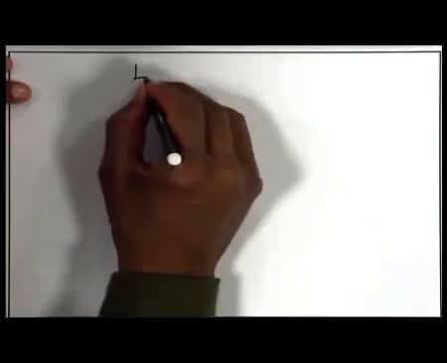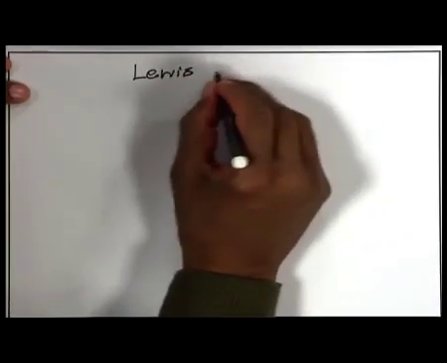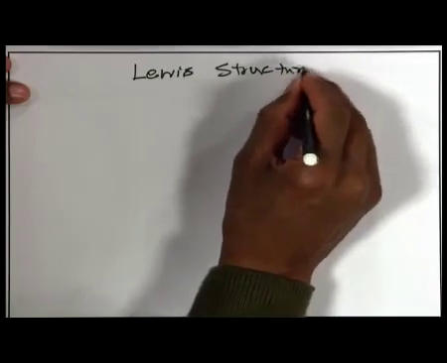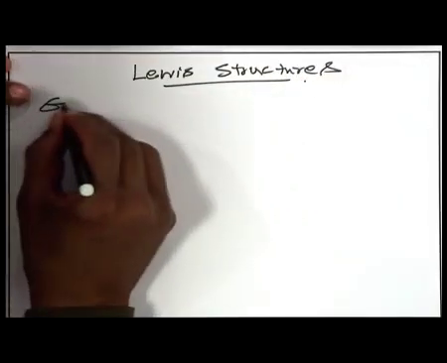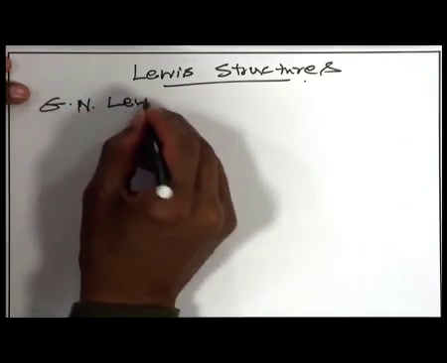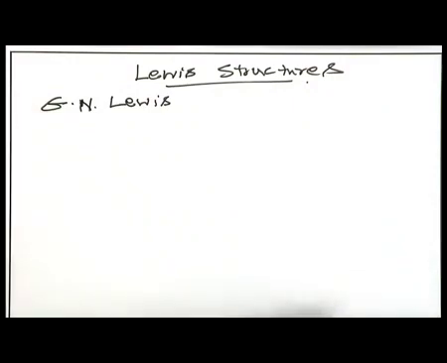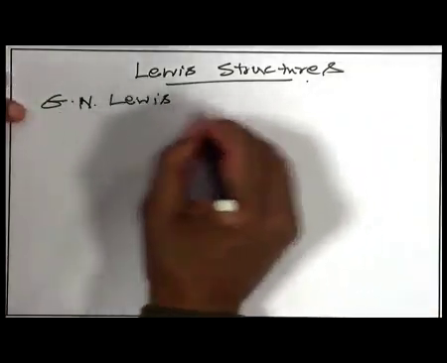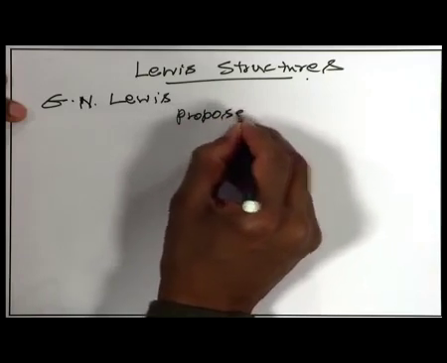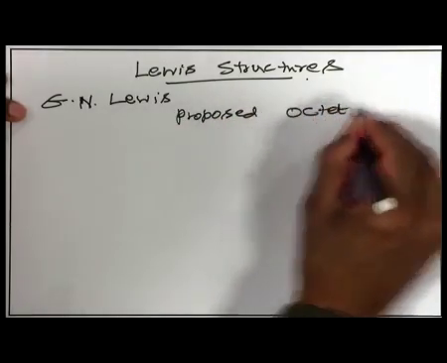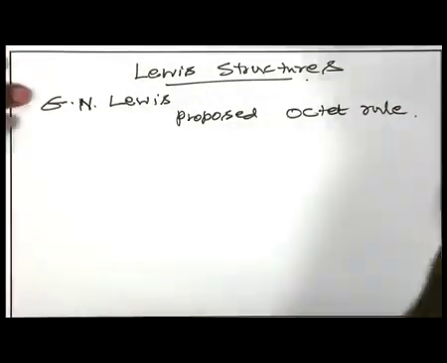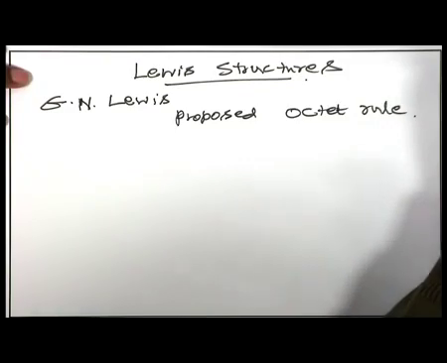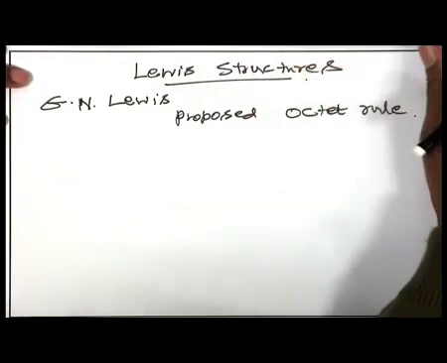Now, let us move to a different concept, so-called Lewis dot structures, Lewis structures. G.N. Lewis, a great American chemist, proposed a rule called the Octet Rule. He is the first person who showed that bonds are formed by sharing of electrons.